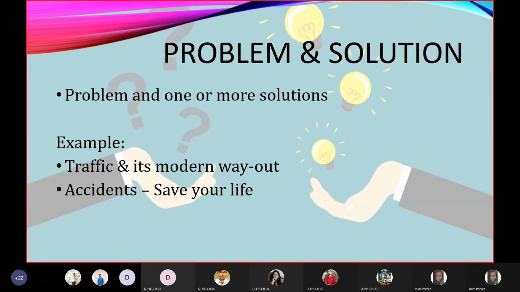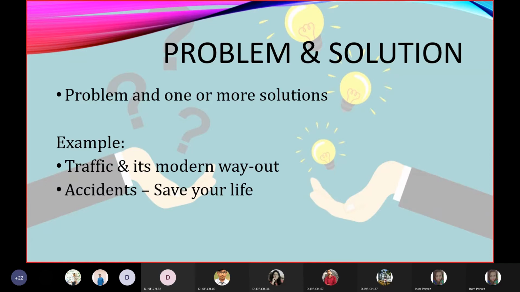All right, so let's move ahead. Then we have problem and solution. The other way of explaining things is to write a problem and one or more solutions to it. We have been writing about the problems and the solutions. So this is also a way of explaining things, that you explain the problem and its solution.